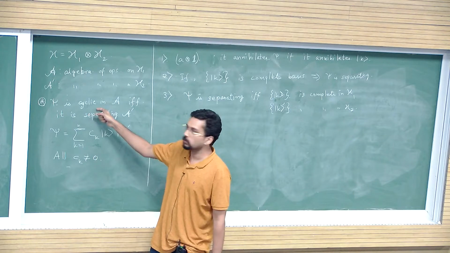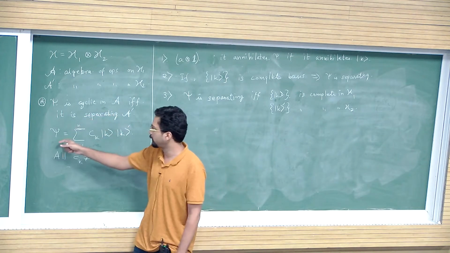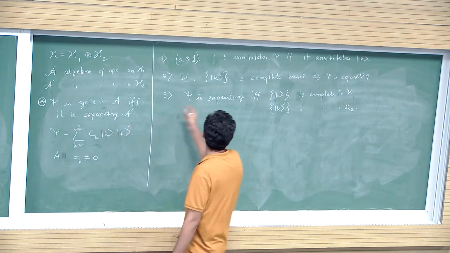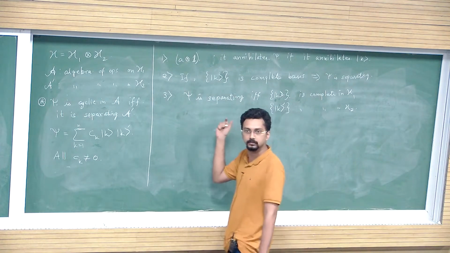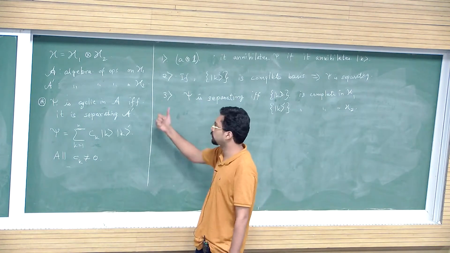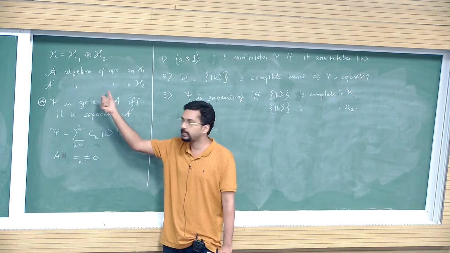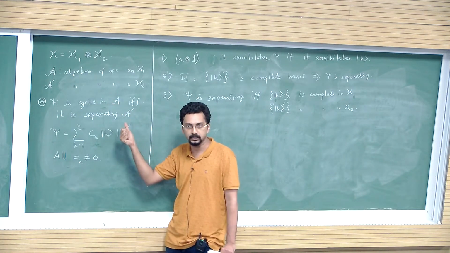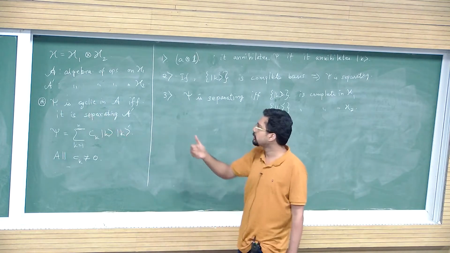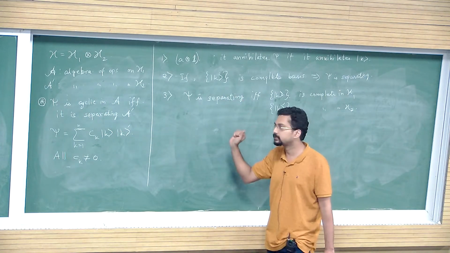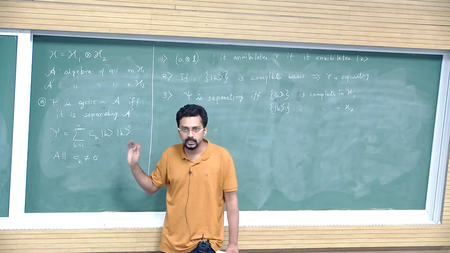Using this, the argument is that now you see that this is separating in both of them. So you stand at H1, within the algebra A prime, and you say that it's cyclic in A, and then you go to A and you say that it's cyclic in A prime. So psi is cyclic and separating in both of them. That is essentially the argument.